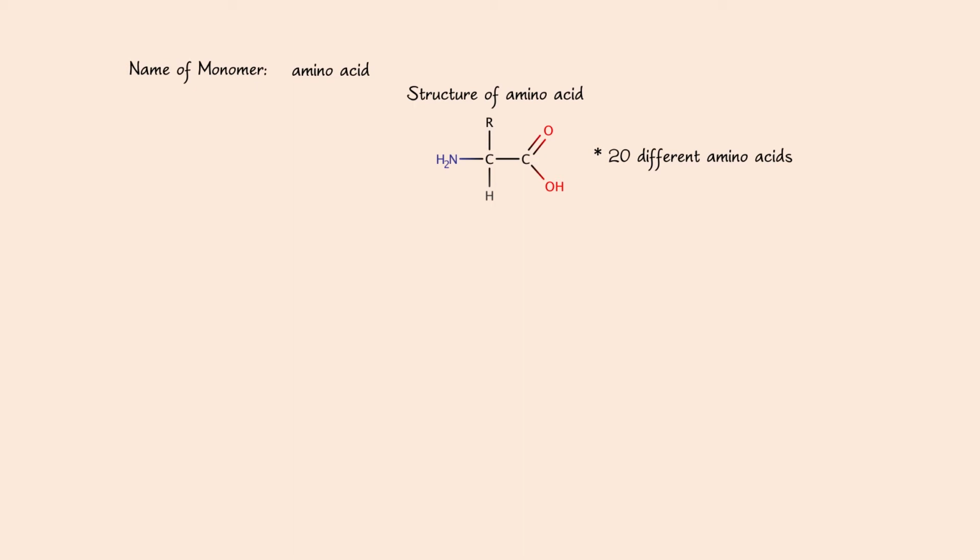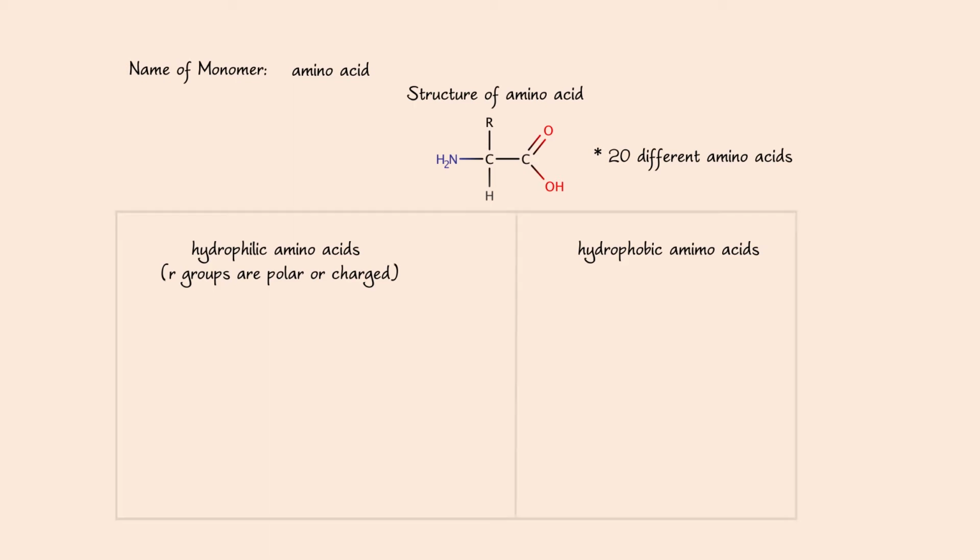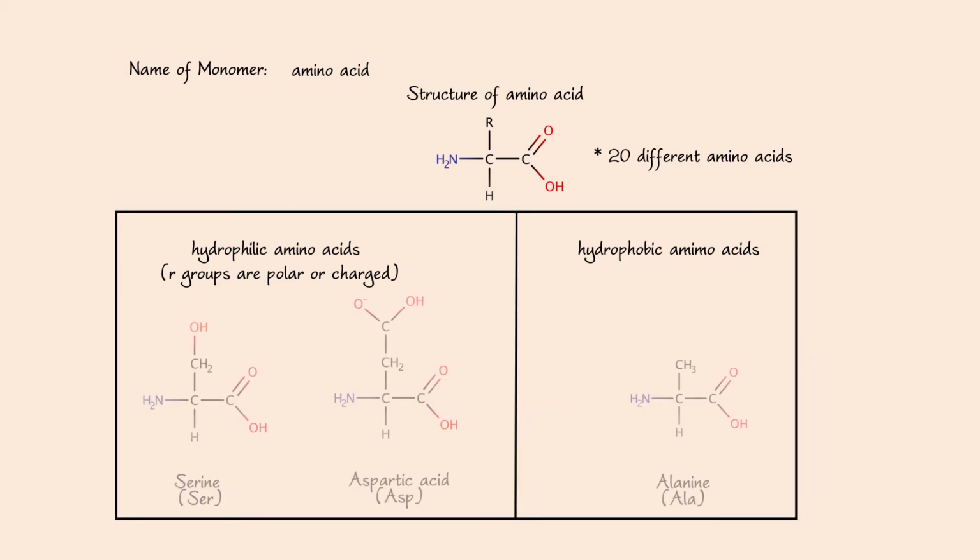Amino acids can be categorized as either hydrophilic or hydrophobic. Hydrophilic amino acids are attracted to water because their R groups are either polar or charged. Hydrophobic amino acids are not attracted to water because their R groups are nonpolar. Shown here are examples of selected amino acids. You do not need to memorize the name or structure of amino acids for this course.